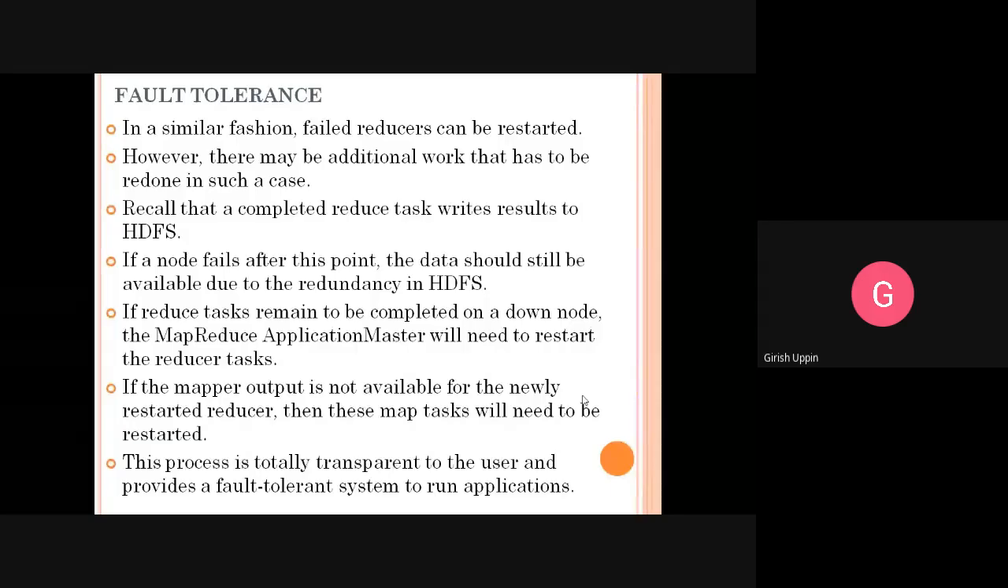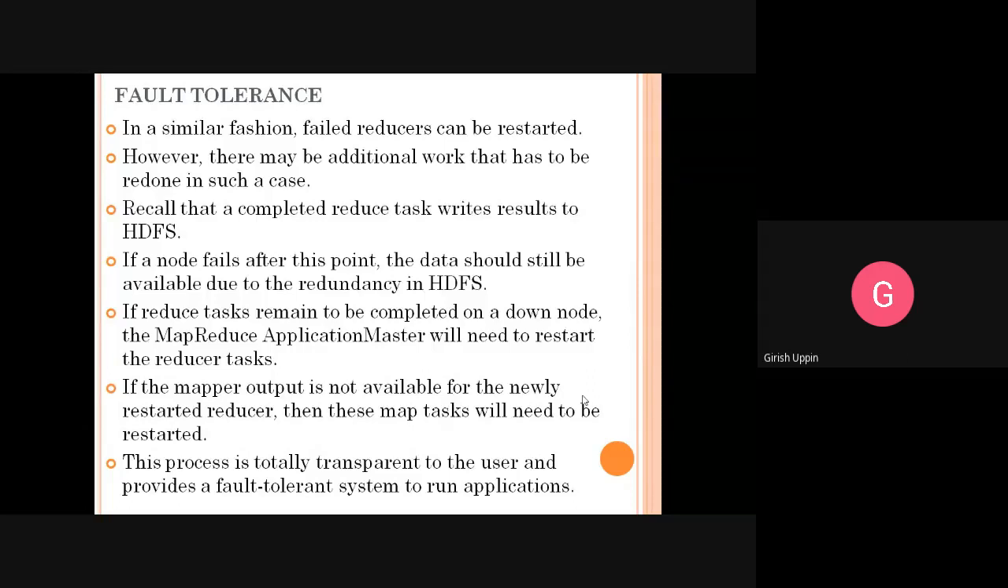If the mapper output is not available for a newly restarted reducer, then the map task will be required to be restarted. If for some reason the reducer doesn't have the data from the map, then the map task has to be restarted as well. This process is totally transparent to the user and provides a fault tolerant system to run the application.